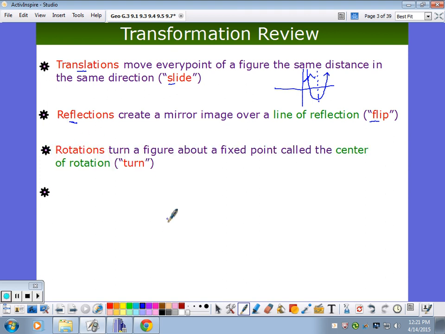A rotation is a turn. So you've got T for turn, around a point. You have this idea of a center of rotation, and everything turns around that point. And then we have a dilation. A dilation is proportionally making something bigger or smaller. Pupils dilate, right? So that's a dilation. We're going to look at all these things. Today we're just doing this one. We'll do the rest of them next class.